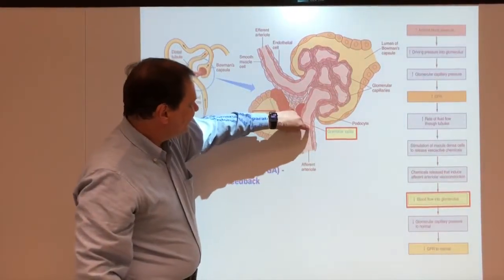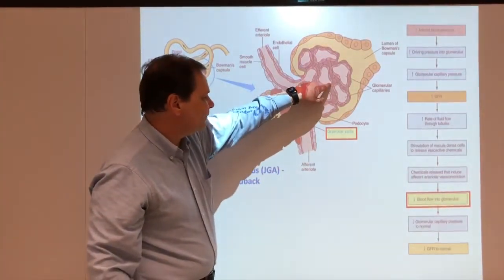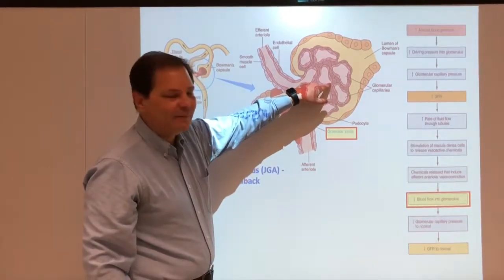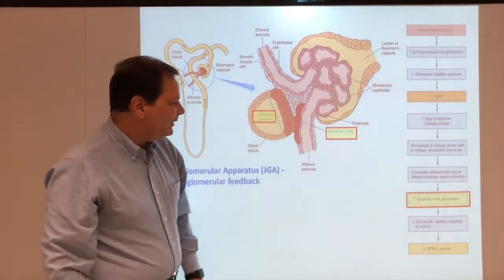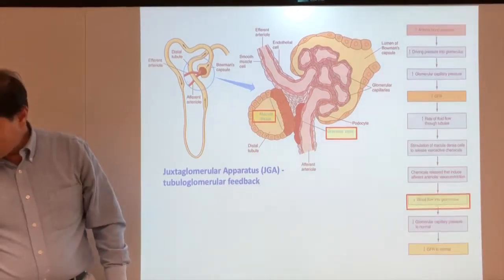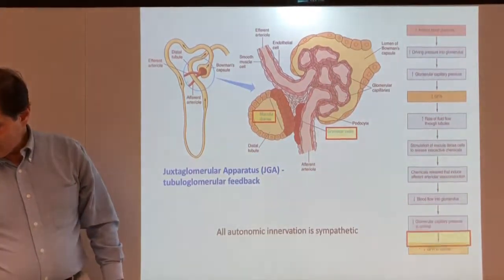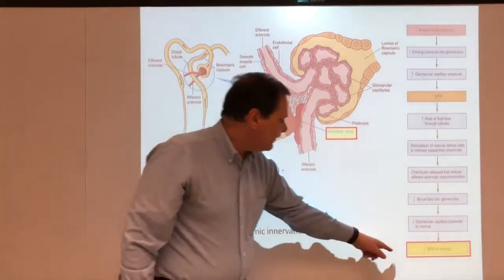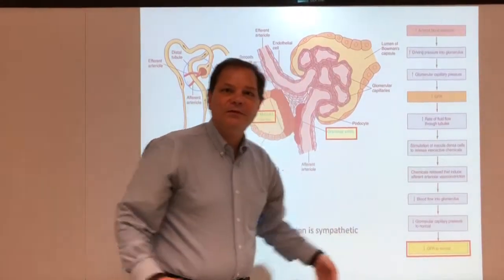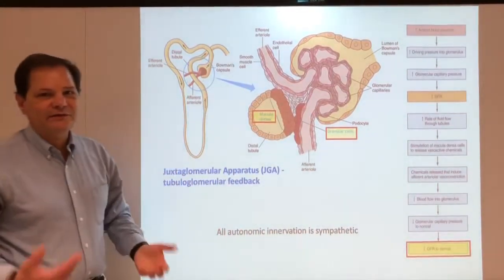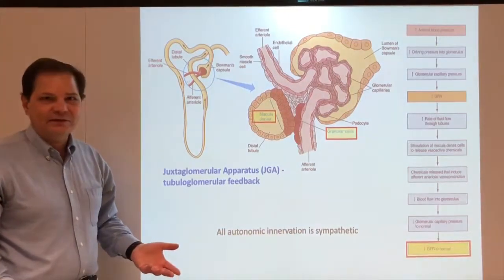Pressure upstream goes up, pressure downstream goes down. By constricting this afferent arteriole, you decrease the pressure in the glomerulus, the hydrostatic pressure, and therefore you decrease GFR. And so the GFR is decreased back toward normal. So this is autoregulation, where the kidney's trying to keep the GFR more or less constant.